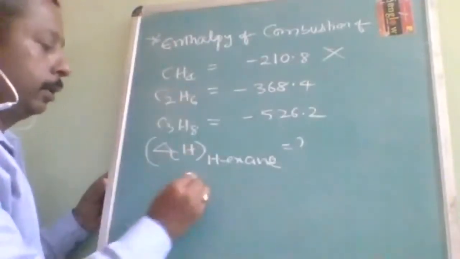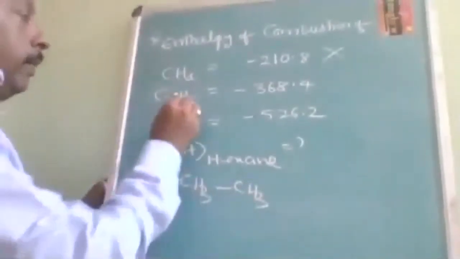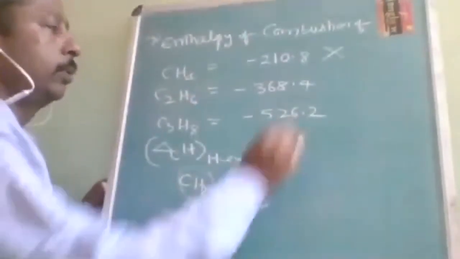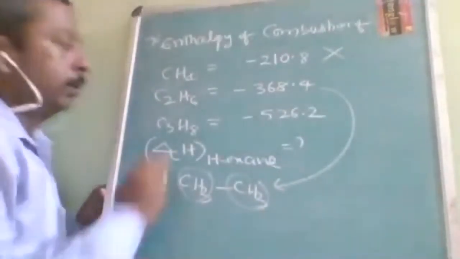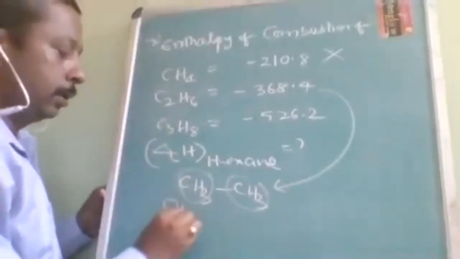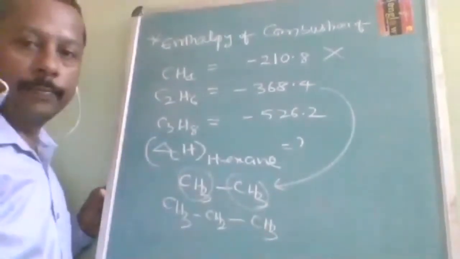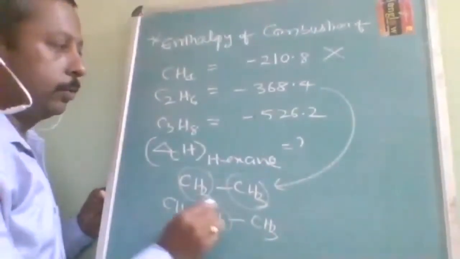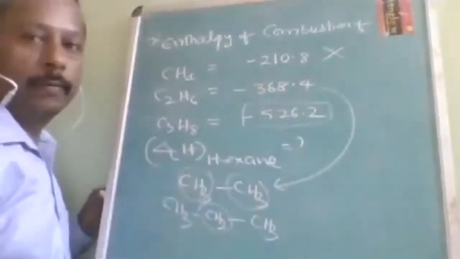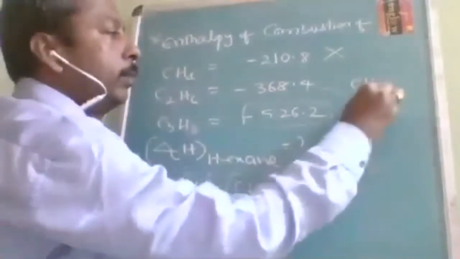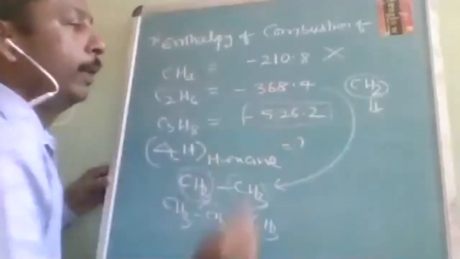See here, CH3 and CH3. When you make the two CH3 undergo combustion, this much heat is released. Please pay attention here. Now CH3, CH3 are both there, but extra CH2 is added. So when CH2 is added, how much extra is released? You will give this difference, or not. So the CH2 combustion value is going to be the difference of these two.